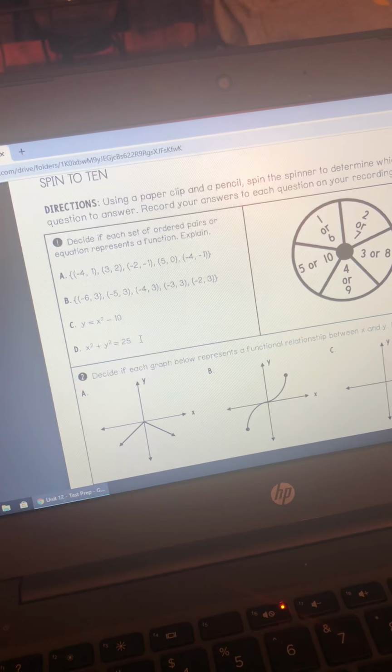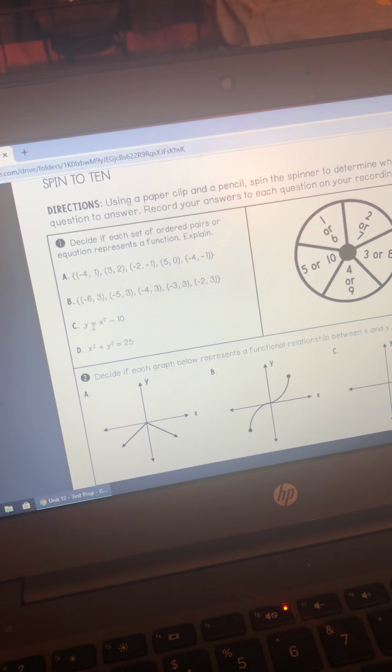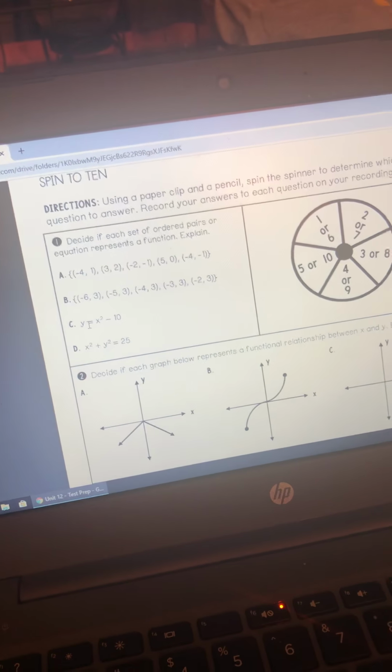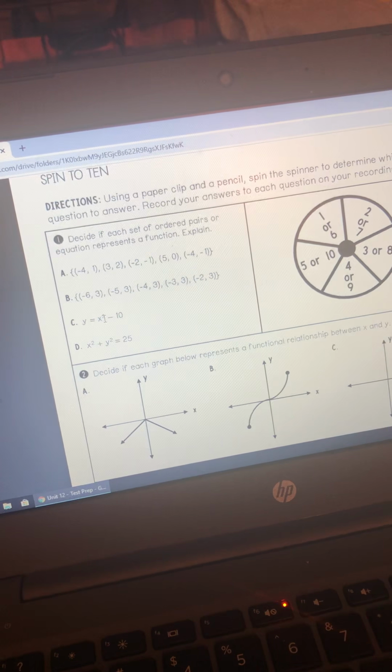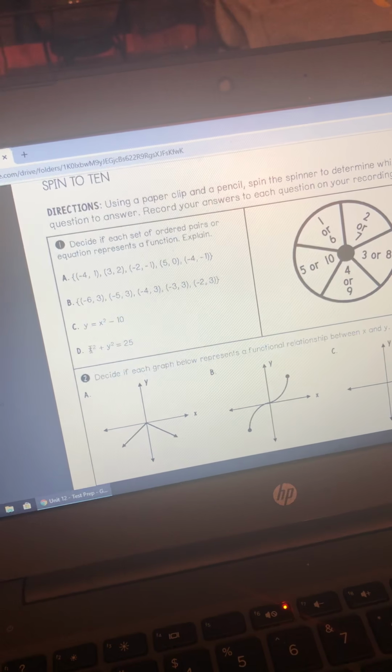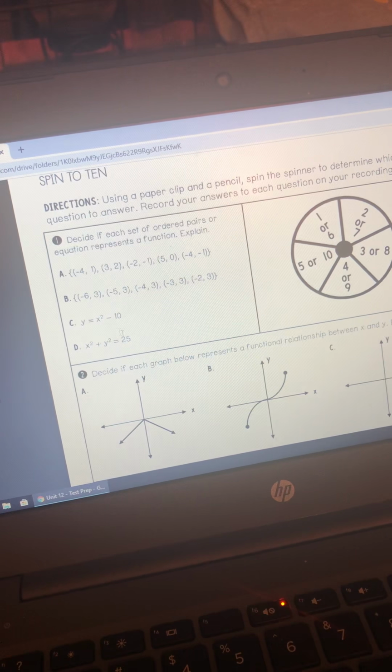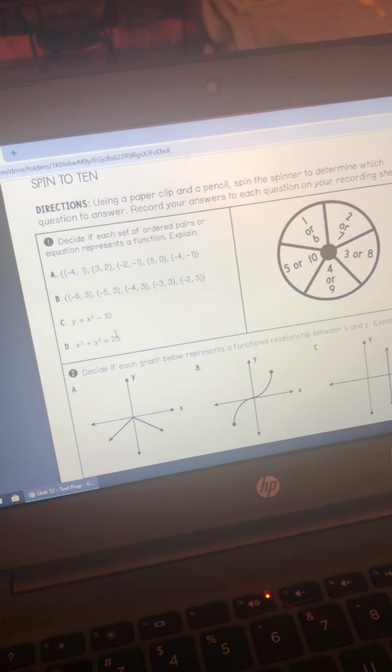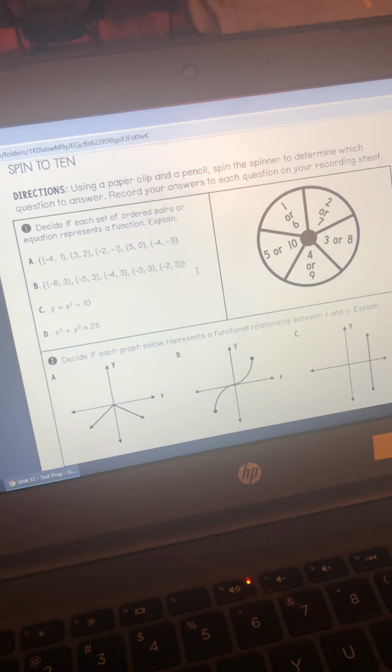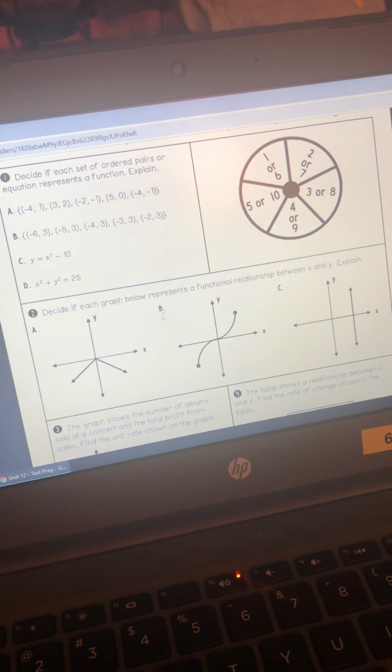For letter C and letter D, what we did is we only need to have one value for Y. So we chose numbers to plug in for X, and we would see if we would get a different Y. That one should be pretty simple too. Remember, we're not worried about the spinner.